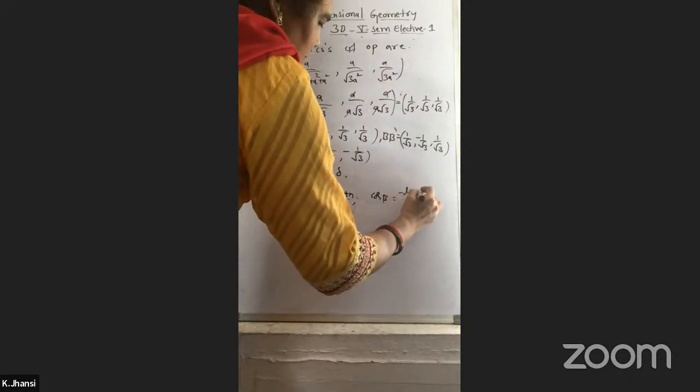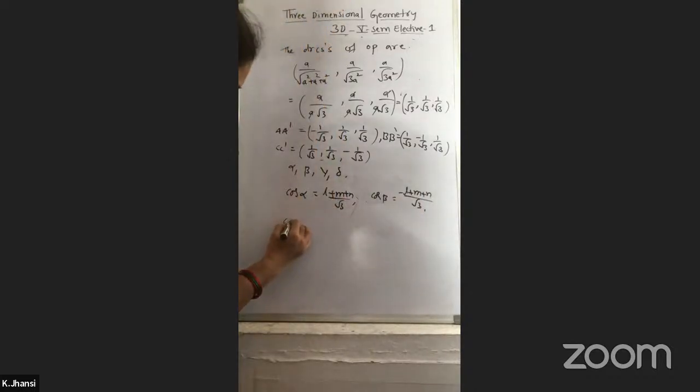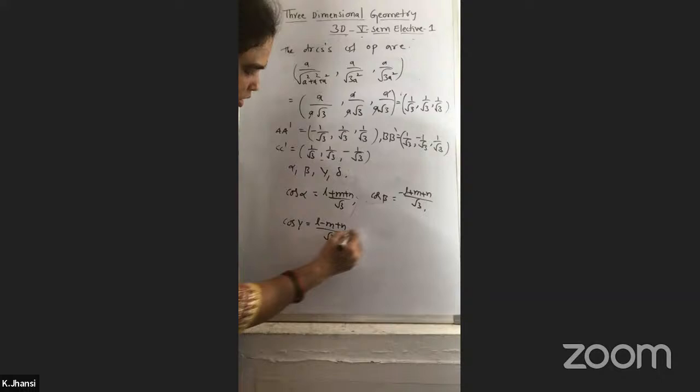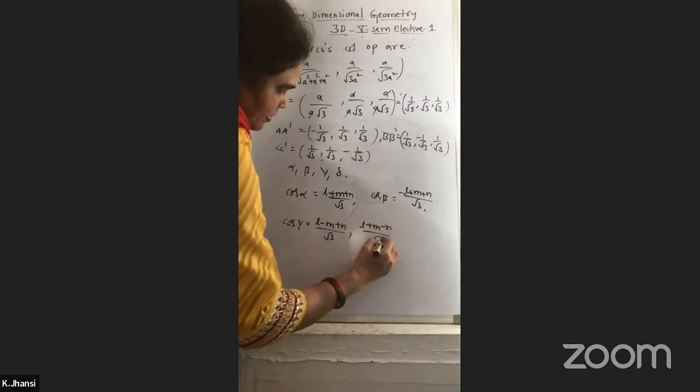Minus l plus m plus n by root 3. Next, cos gamma is equal to l minus m plus n by root 3. Next, l plus m minus n by root 3. So cos delta I have not done. Cos delta. Okay, so we have got all these relations. Now, what is being asked in the question?